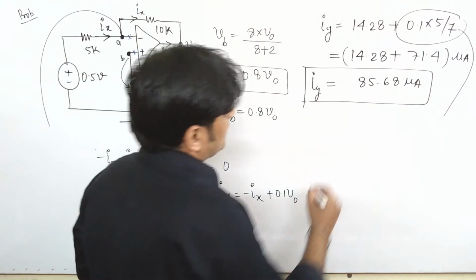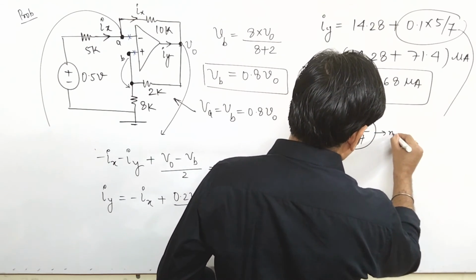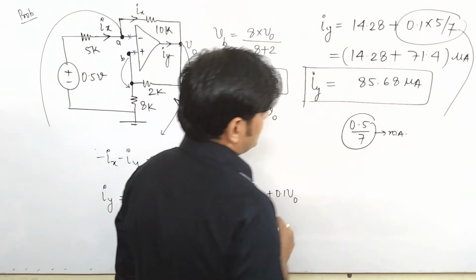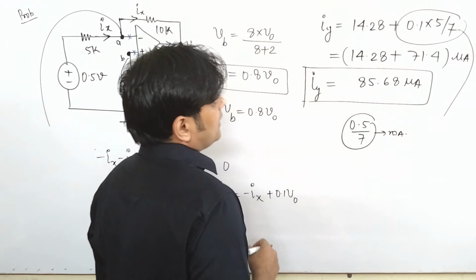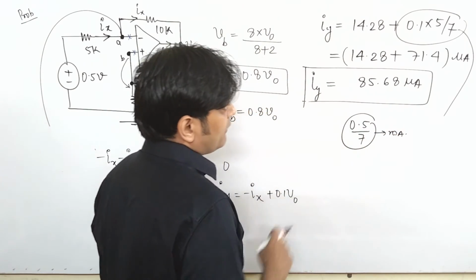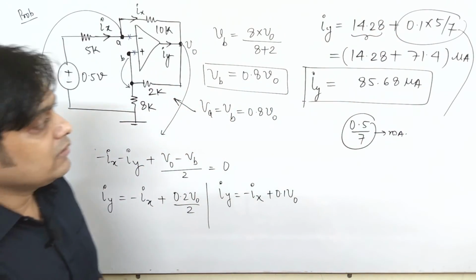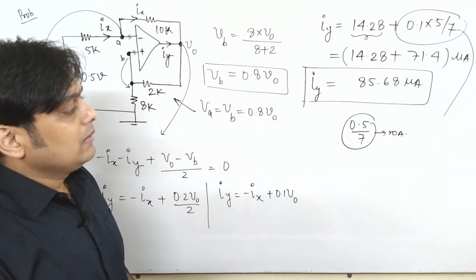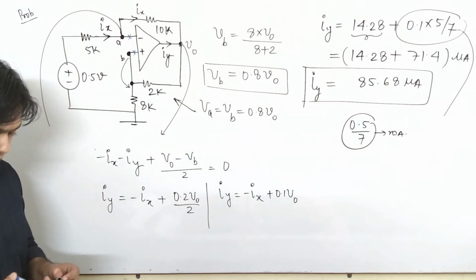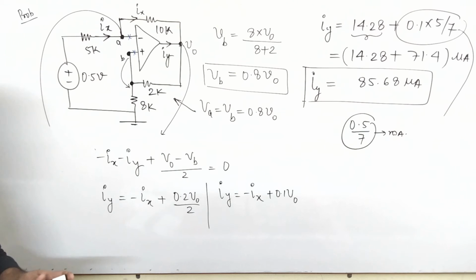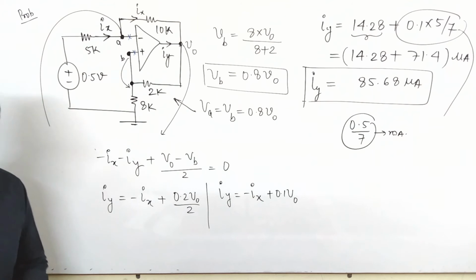Please keep in mind this 0.5 by 7, this factor is in milliamperes. But when you solve it finally, the entire value comes to be in microampere. Why? Because we have taken this 14.28 in microampere. So when you divide it and convert it into microampere by taking 10 to the power minus 3, that final value comes to be 85.68 microampere. This is a simple mathematical question. When you solve, you will understand. So this is the value of Iy.